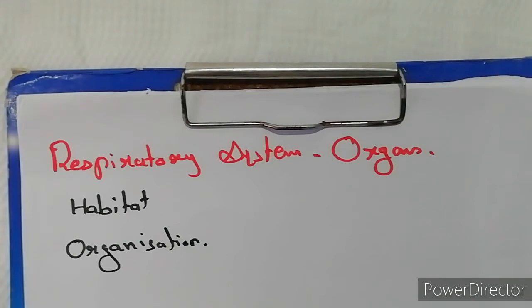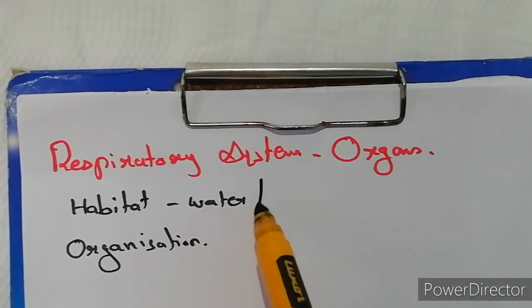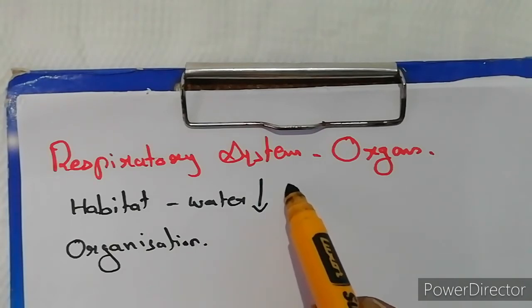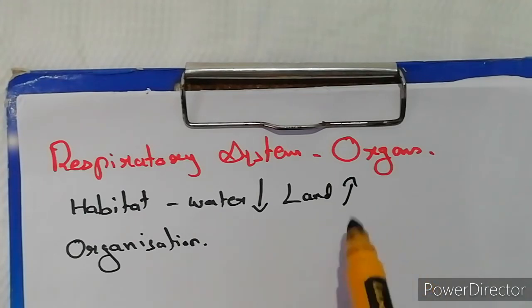Organization means the levels of organization; we should name that one. Habitat means it may be an aquatic organism or a terrestrial organism. If it is aquatic, the dissolved oxygen level in the water will be very low. The oxygen level is low in water, but high in the air, on land.